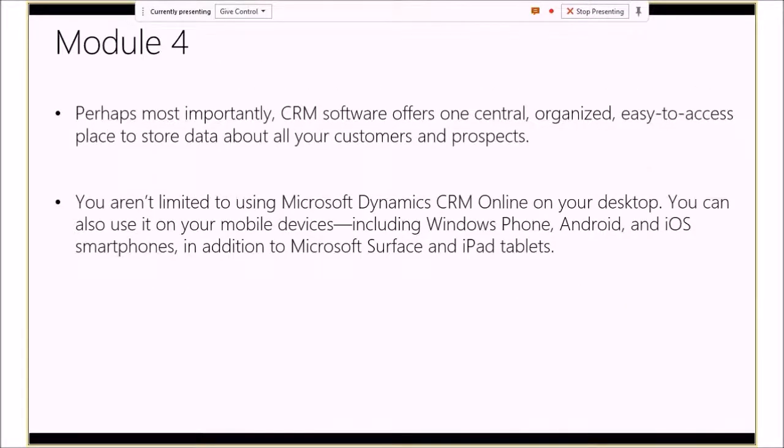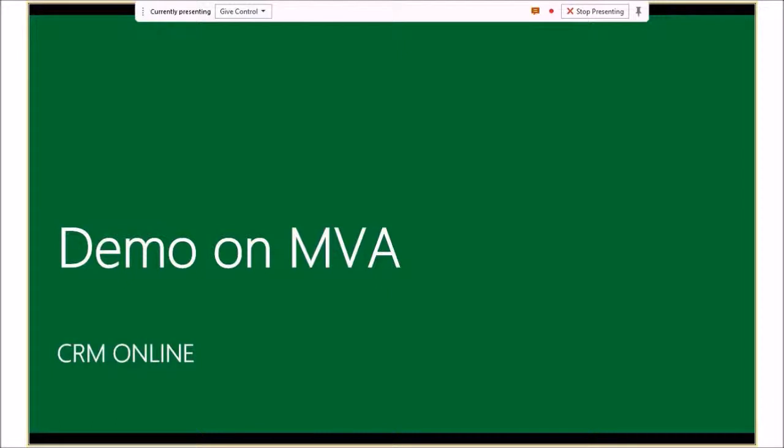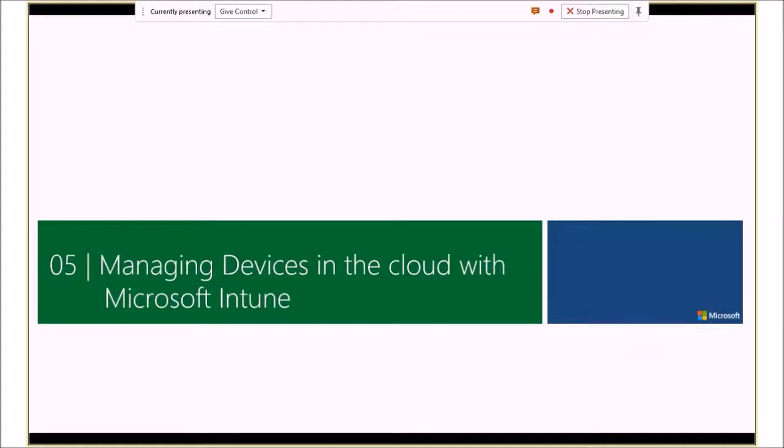And more importantly, they always say, what's the most important asset of any given company? And obviously, the empathetic answer to that is definitely our customers, the people that work within the organization. But it's also the data, right? Without the data, you really don't have a business. So managing all the data, storing the data for your customers and prospects is critical. And once again, I talked about you can run it on the phone, Android, iOS, smartphones, in addition to the Surface and iPad tablets as well. There's a CRM Online demo on the Microsoft Virtual Academy as well, so I encourage you to go up and check that out.